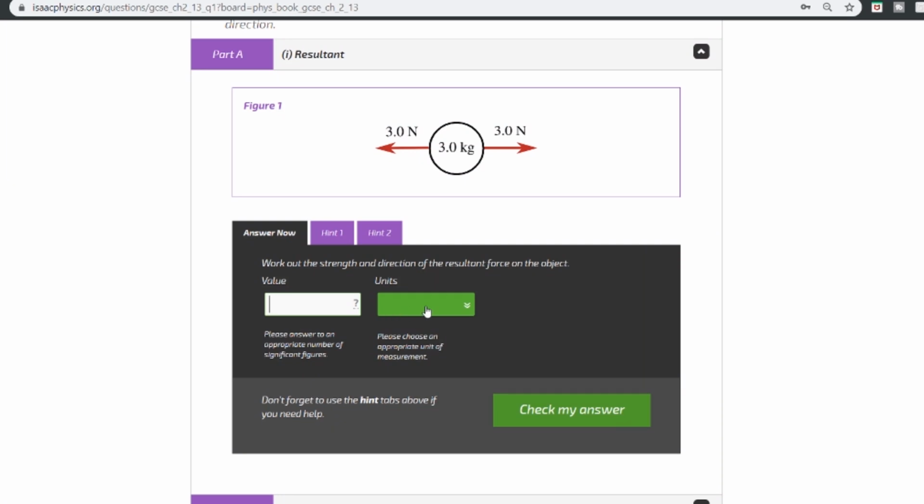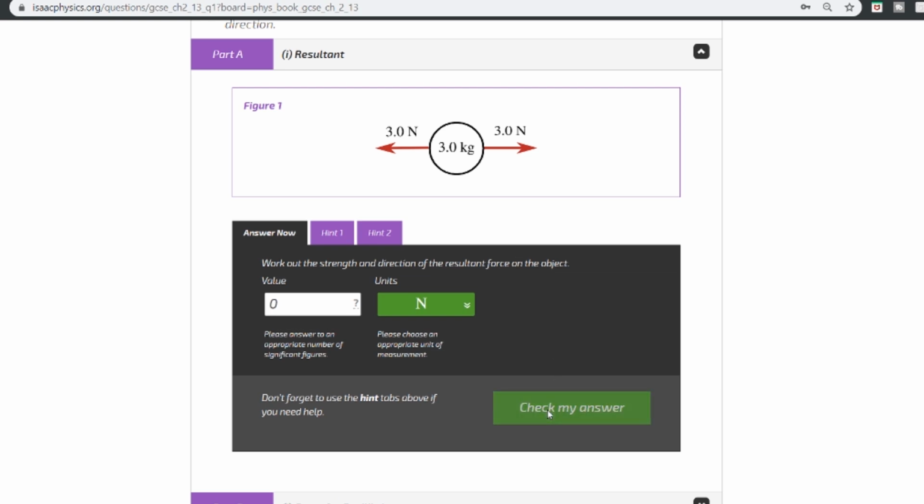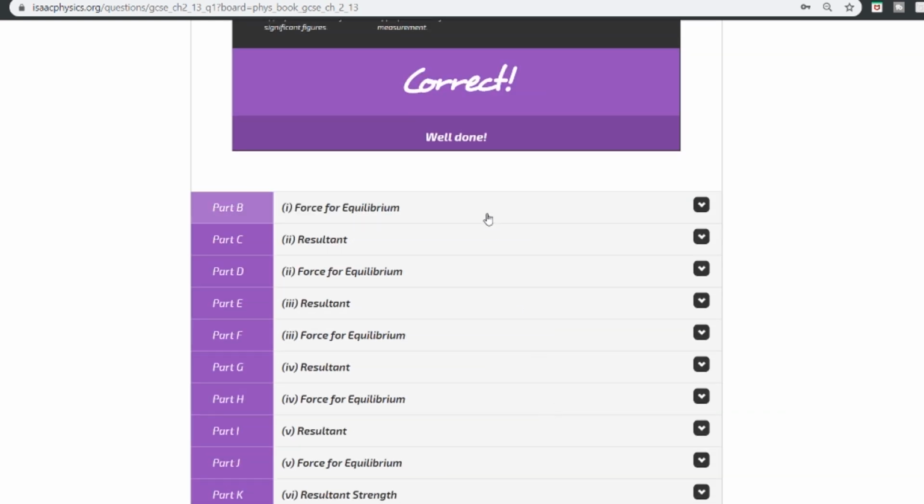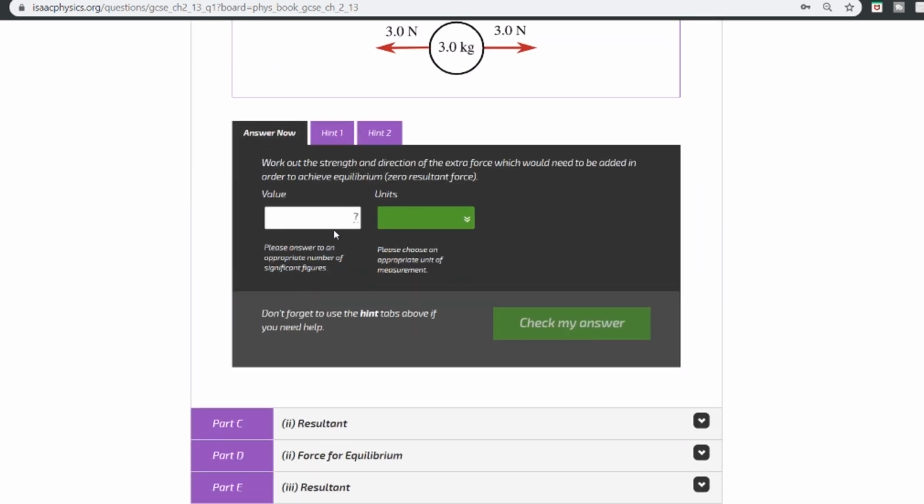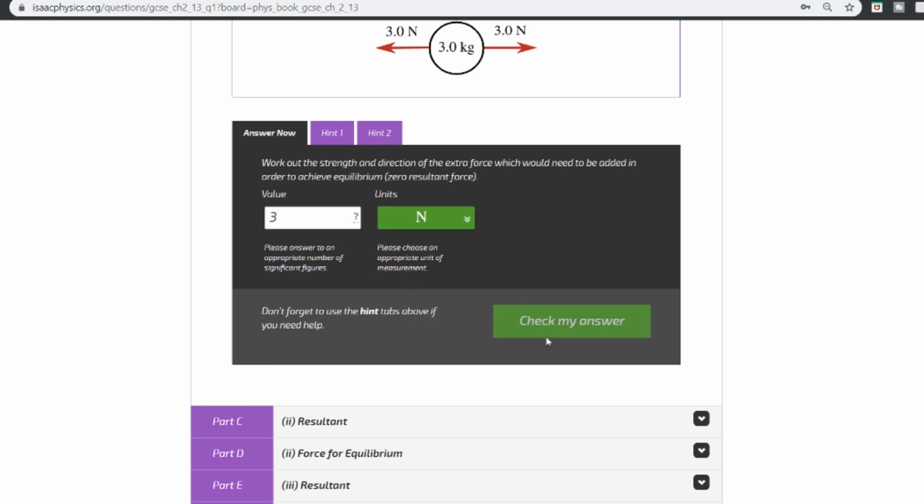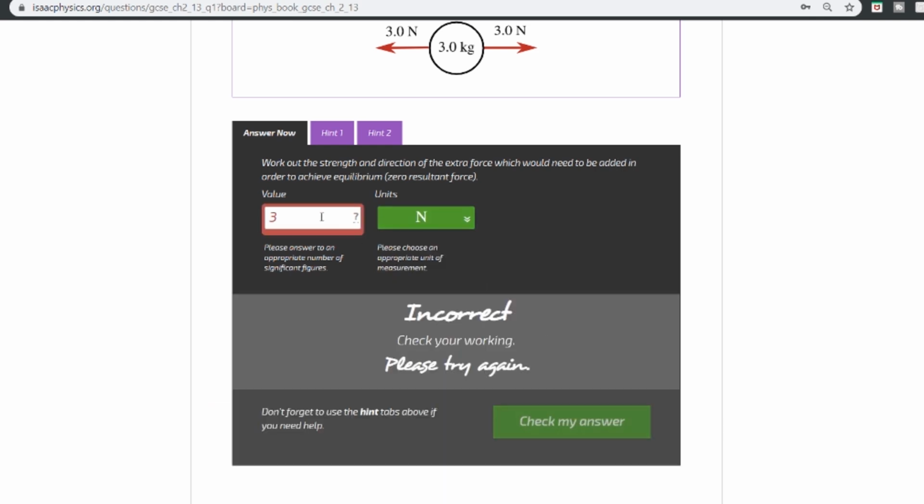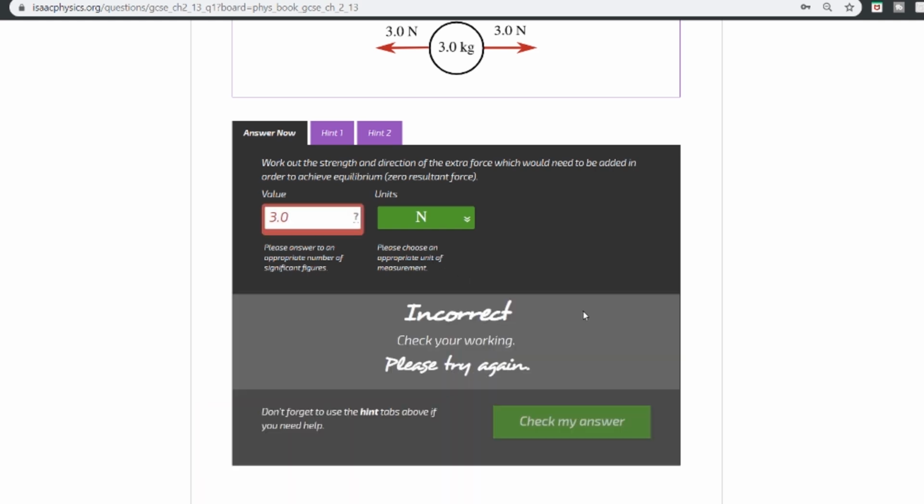So for part A, I said that the answer was equal to 0. The answer is going to be given in newtons because we're looking at a force. Check my answer, correct. Oh Christ, there's a lot. Look at this. Okay, so the next one, the value for part 2, I had 3 newtons, and my answer, oh, hold on, is it 3.0? Oh, here we go.